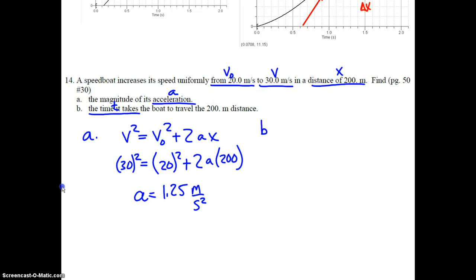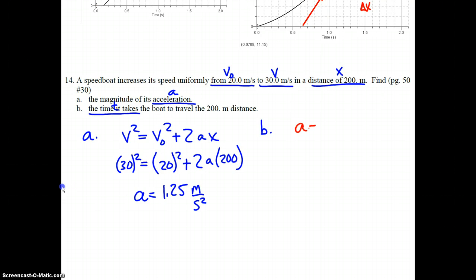For B, they want the time it takes the boat to travel the 200 meters. And so we have initial velocity, final velocity, x. We now also have a, our acceleration. So it makes sense that we would use the simplest form here. Now I'm going to show you where that comes from, and I'm going to do this in red.